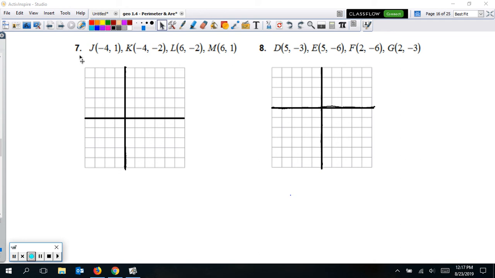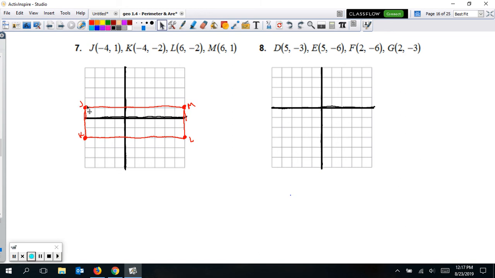All right, so hopefully you've plotted these points. If you didn't, pause it and plot them and then play it again. But this is what it should look like once you've plotted those points. You get a rectangle in here. There's J, K, L, and M. And we want to find again the perimeter, which is just the distance around the outside, and we also want to find the area on the inside in square units.